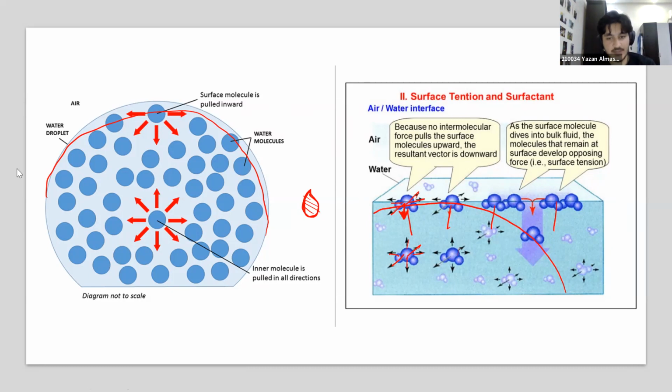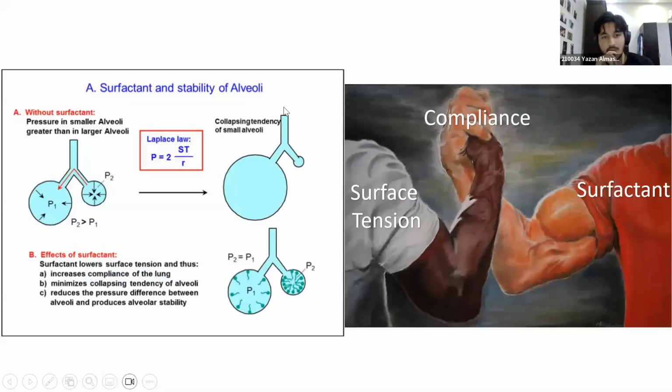And they attract each other? Yes, exactly. They attract each other. Does that make sense for whoever asked me to repeat? Yes, thank you.